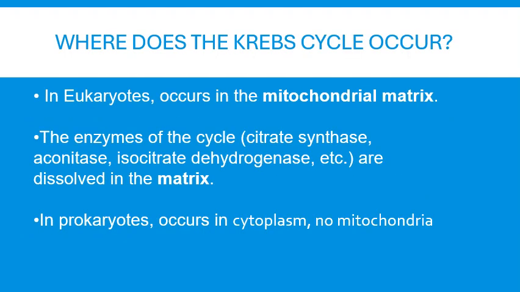Now, where does the Krebs cycle occur? The Krebs cycle occurs in the mitochondrial matrix. In the matrix, certain enzymes which are involved in the ETC are dissolved in the mitochondria. But in prokaryotes it occurs in the cytoplasm, as there are no mitochondria present in prokaryotes.